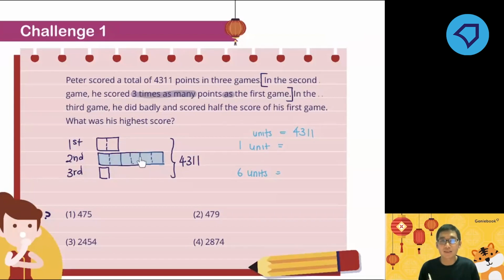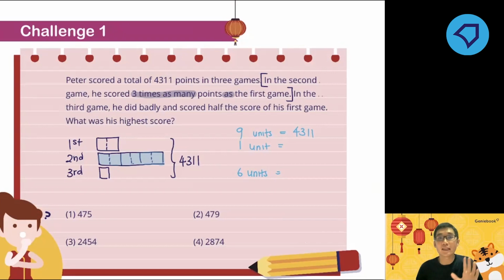4, 5, 6, 7, 8, 9. There are 9 units altogether. Okay, so 9 units would be 4,311. Okay, last 4 seconds. 3, 2, and 1. All right, great effort, great effort. Okay, so let's go through this together.